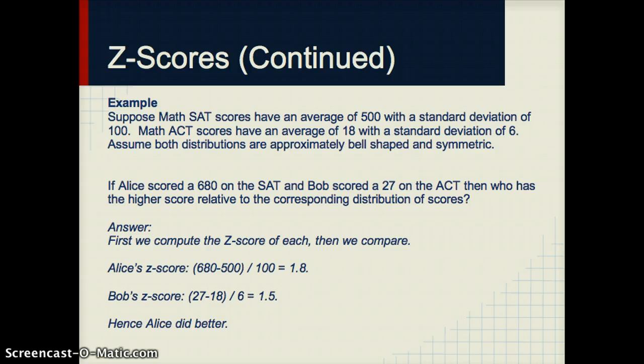Note that z-scores can be negative. If they're positive, you scored above average. If they're negative, you scored below average. If it happens to be 0, then you scored exactly average.